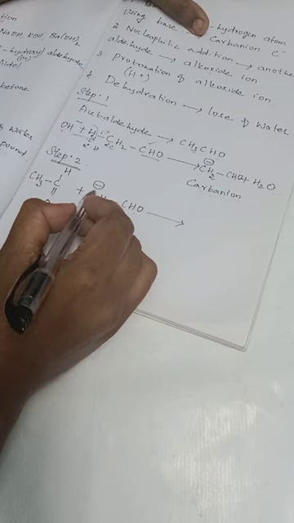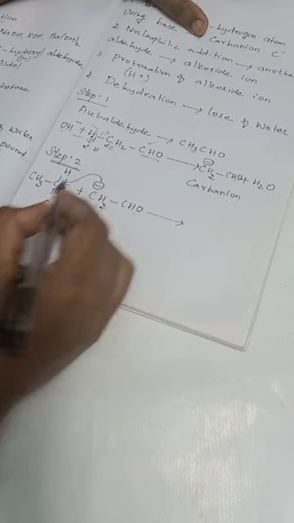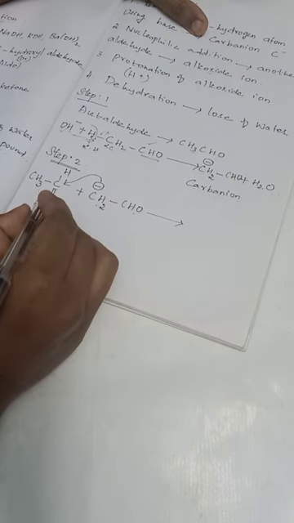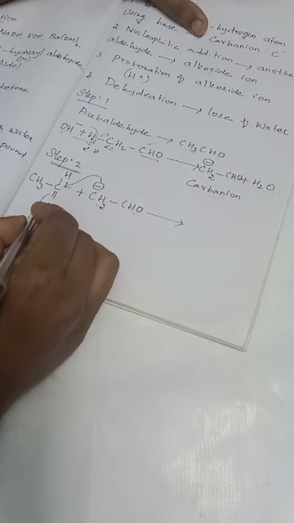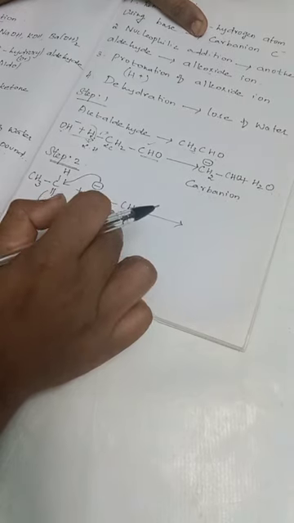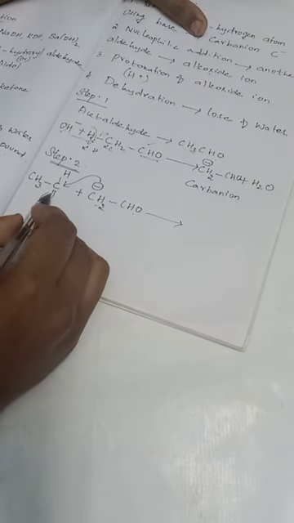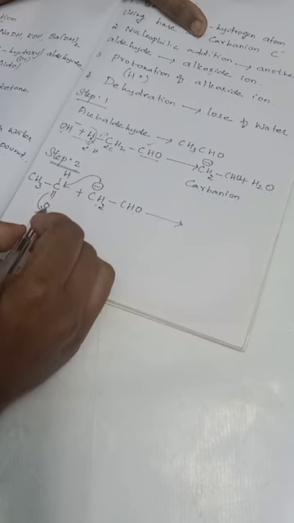This C minus carbanion will attack, or addition takes place, at this carbon position. Now this bond will shift here, so it becomes O minus. This nucleophilic addition or carbanion attack takes place at this carbon position. This double bond will shift here. Oxygen is already there, and now this oxygen becomes O minus.